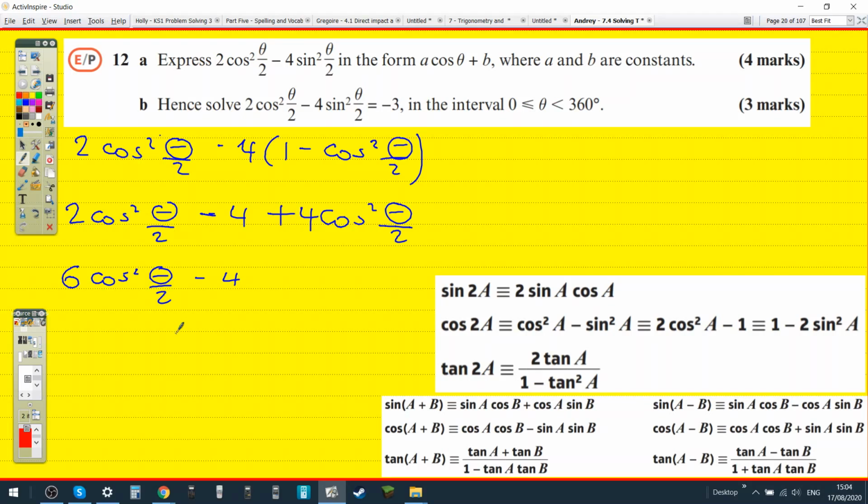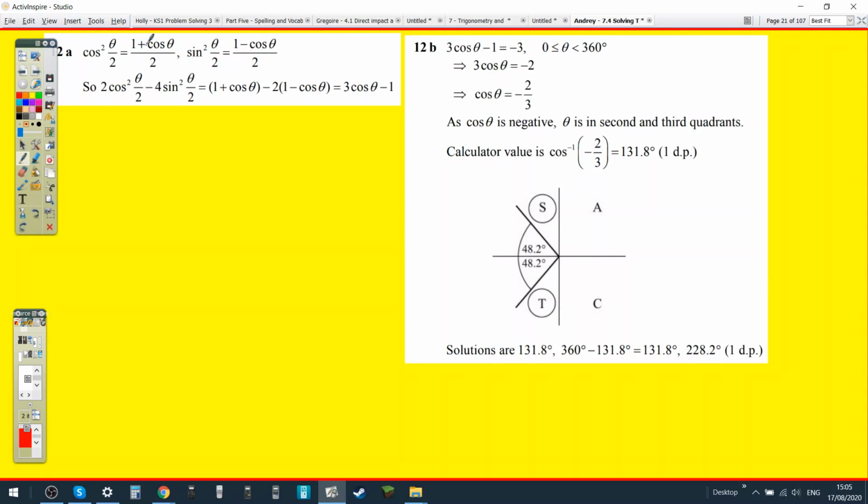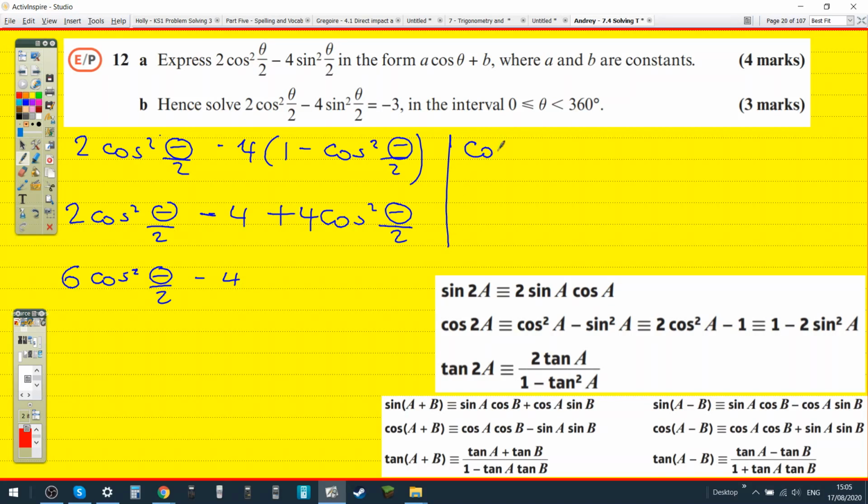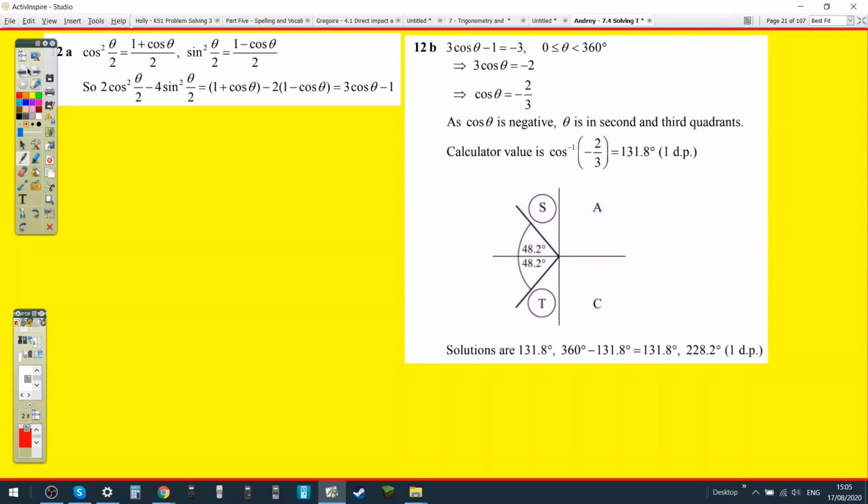Is that just like 3 cos squared 2? Or it's 3 cos squared theta? No. Okay. I was expecting this to be something different. 6 cos squared. So we have to change cos squared into... I don't know. Hold on. Cos squared theta over 2 is equal to 1 plus cos theta over 2.